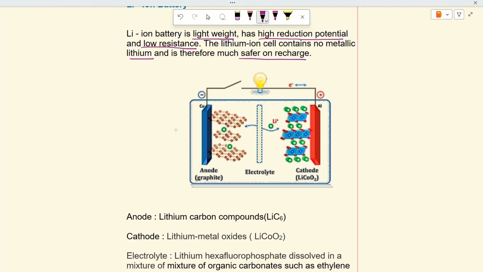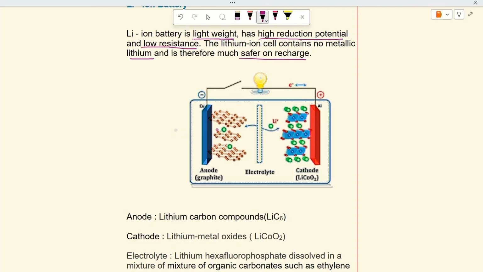Now, what happens is that here the lithium ions will be produced, and these lithium ions go to the cathode and get inside the cathodic material. Okay. This is when the cell is getting discharged, that is, when we are deriving electric current, lithium ions move from anode to cathode and get incorporated in the cathodic material.